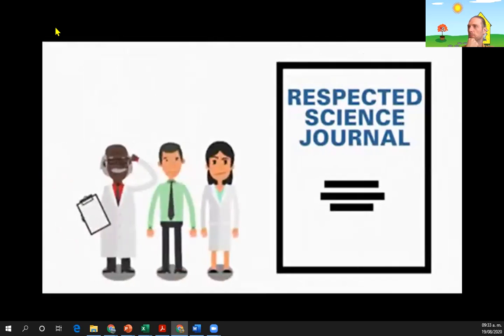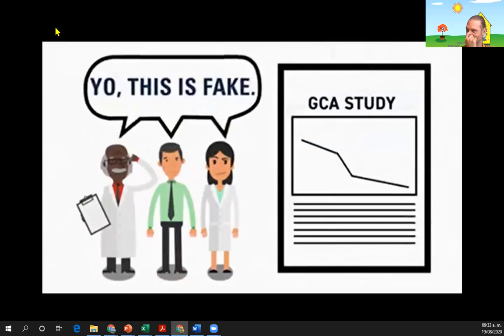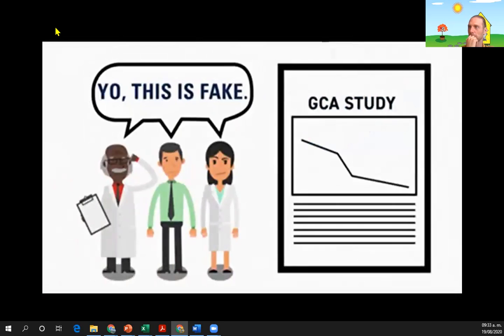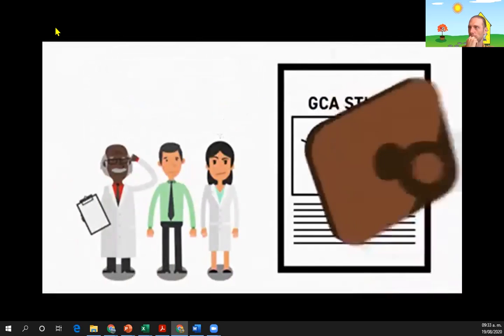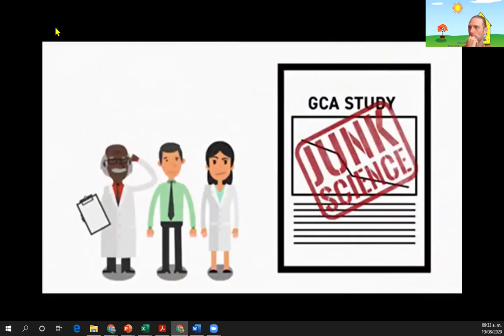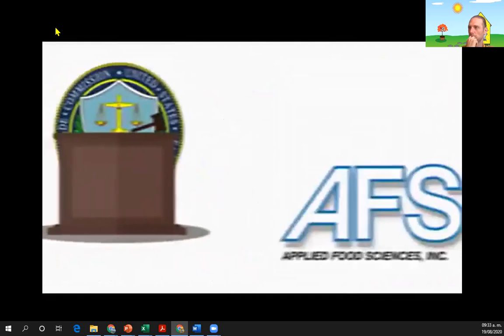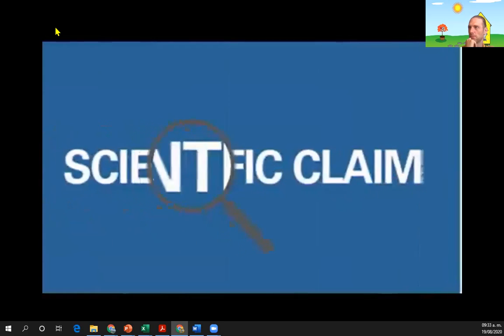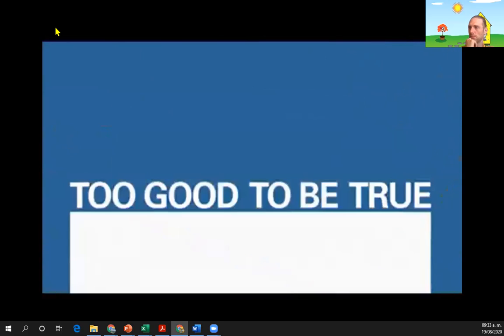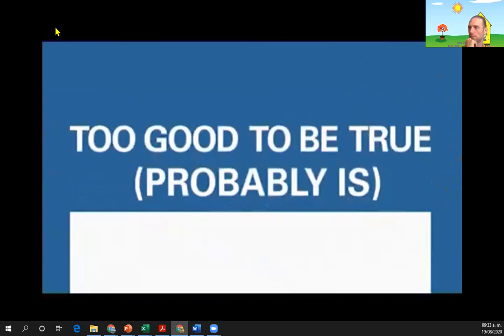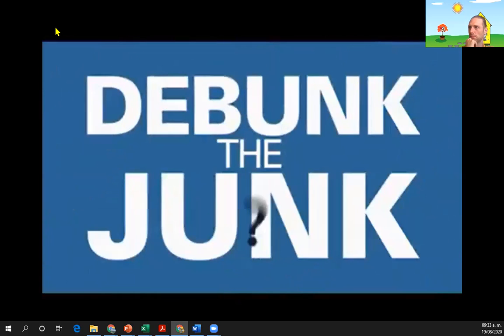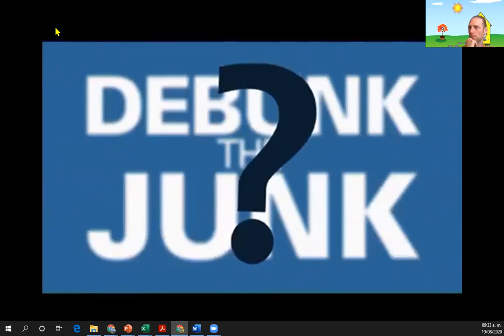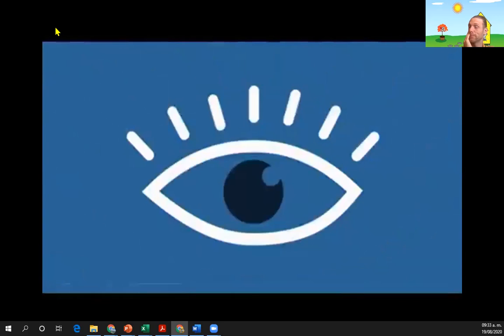However, when other scientists reviewed the study, they found that the data had been faked. This study was exposed as junk science, and the publication was retracted. The FTC convicted Applied Food Sciences of using false representation for ill-gotten gains. Any scientific claim that seems too good to be true probably is. To debunk the junk, it's important to question such claims and evaluate them with a critical eye.